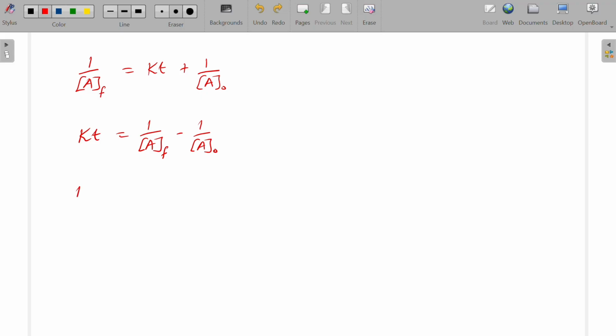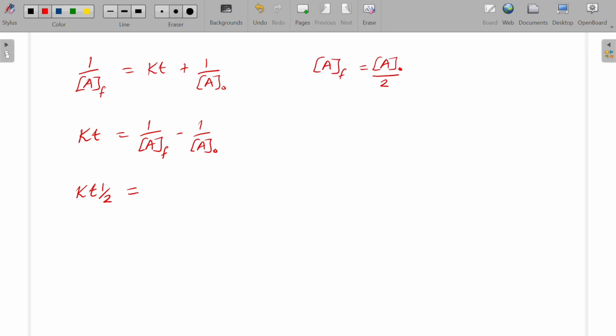And then we proceed to say our Kt half. Now we're introducing half-life. The T half represents half-life. At half-life, we should understand that the final concentration, A final, is equal to the initial concentration divided by 2. So this is what we are going to replace where we have A final at half-life.